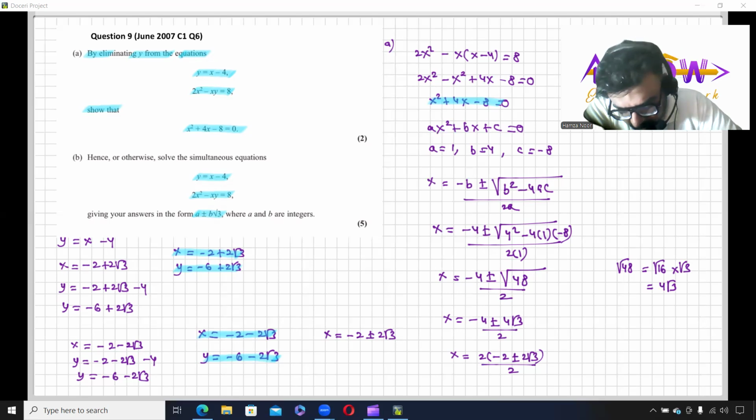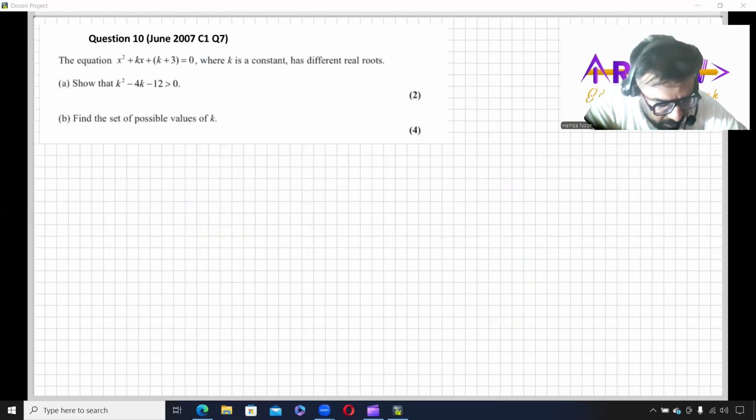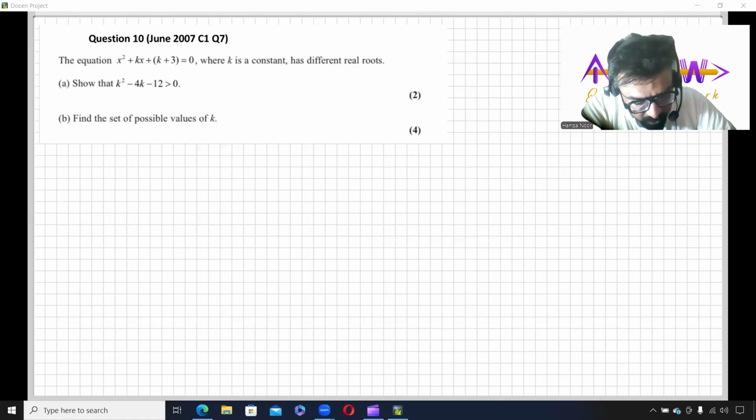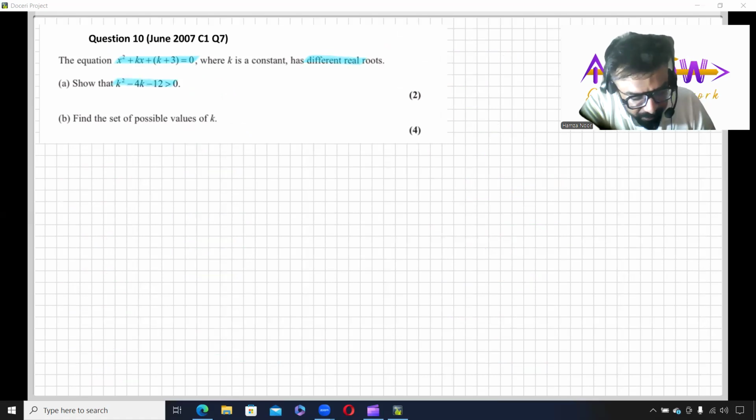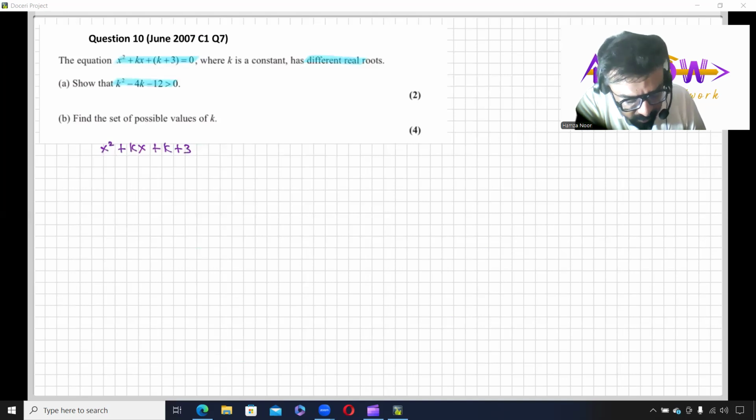All right, so now let's have a look at another question. It says that the equation x squared plus kx plus k plus 3 equals 0, where k is a constant, has different real roots. Show that k squared minus 4k minus 12 is greater than 0. Okay, so we have an equation x squared plus kx plus k plus 3 equals 0.